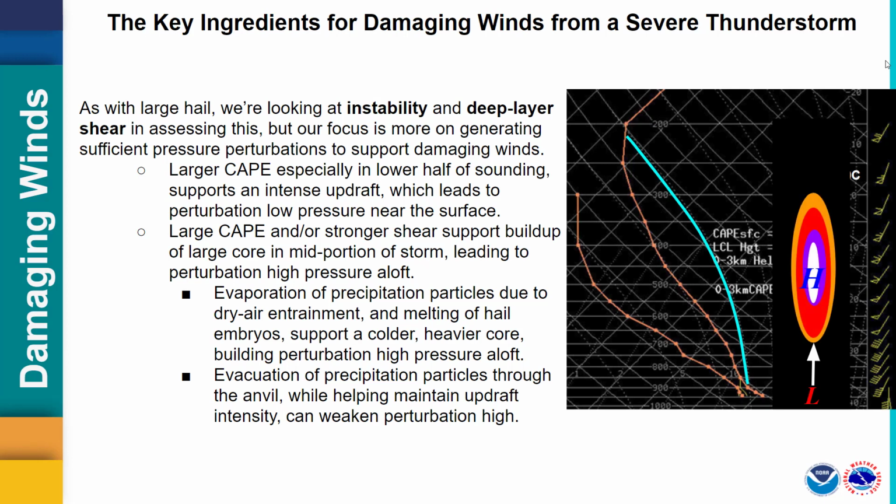This can be aided by evaporation of precipitation particles due to dry air entrainment, or melting of hail embryos, that support a colder, heavier core, building perturbation high pressure aloft. The evacuation of precipitation particles through an anvil, while helping maintain updraft intensity, can weaken the perturbation high.